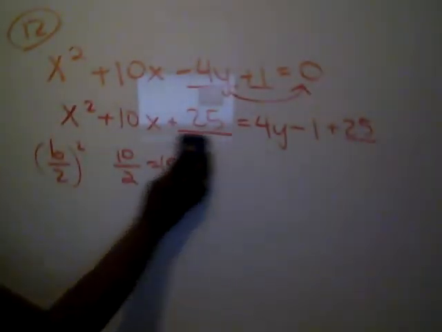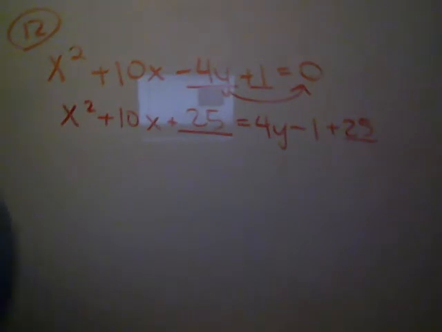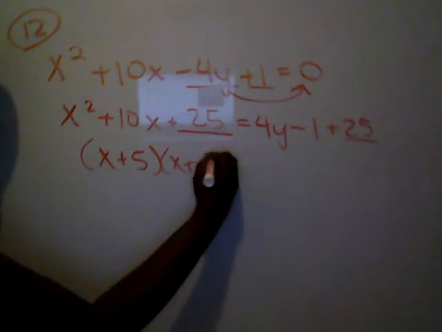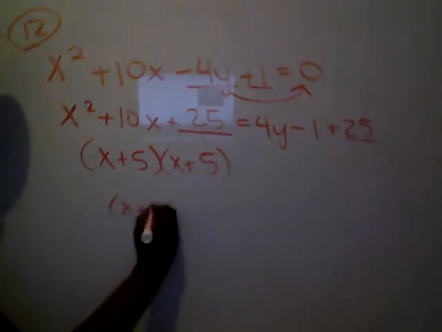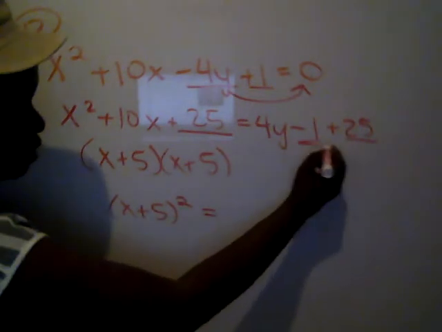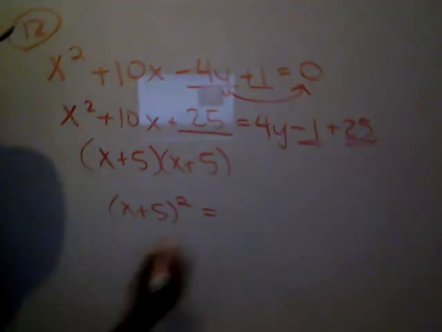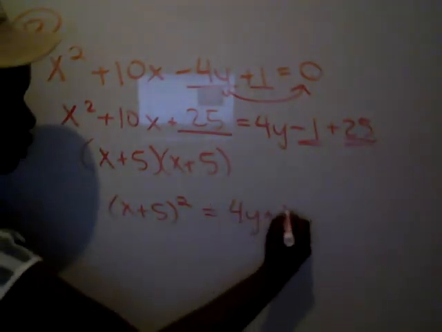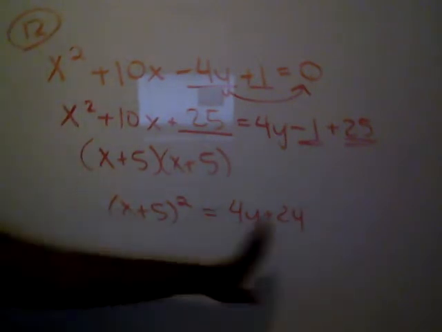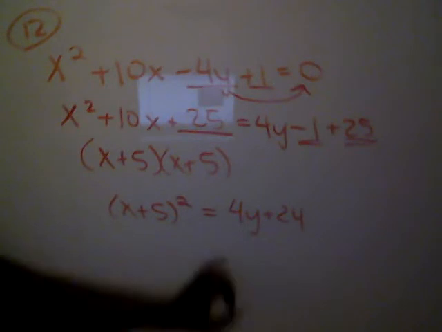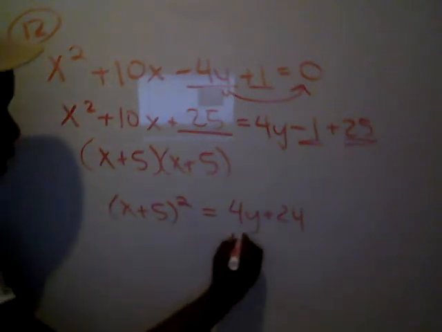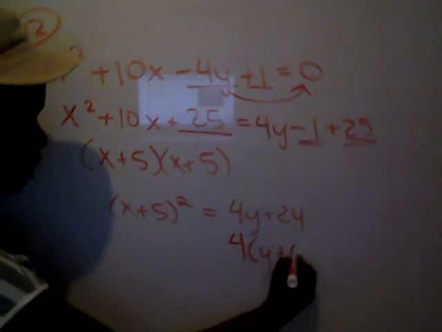Now we're going to go back and we're going to factor the left. So we're going to get x plus 5 times x plus 5, which we can write as x plus 5 squared. Okay, equals, now if we simplify this, the -1 and the 25 we can combine together to get 4y plus 24. Okay. And we're actually not done. We want to have the x and the y both in a set of parentheses. We notice over here, these two terms have 4 in common. So we can pull out a 4 and we get y plus 6.